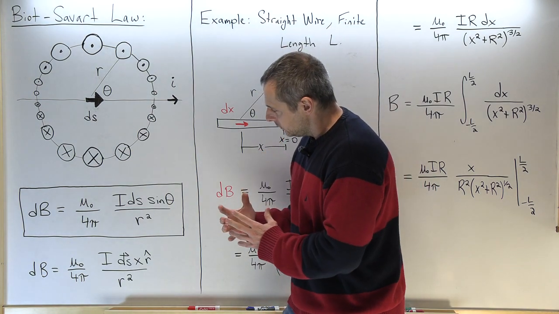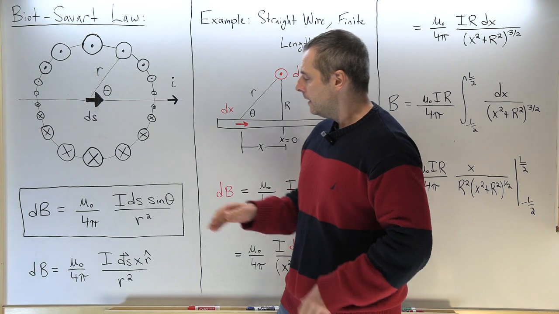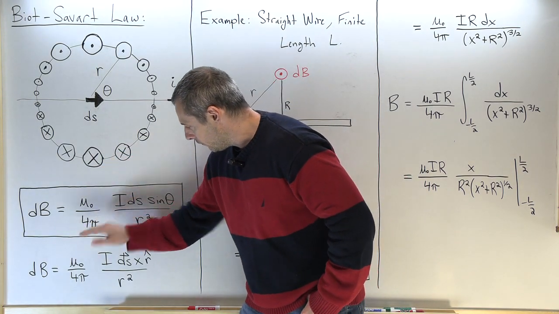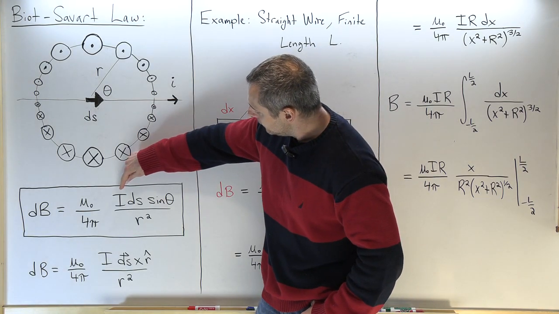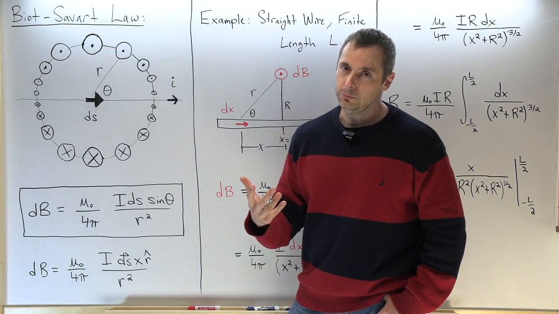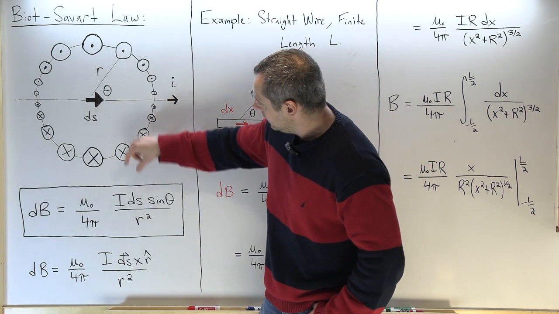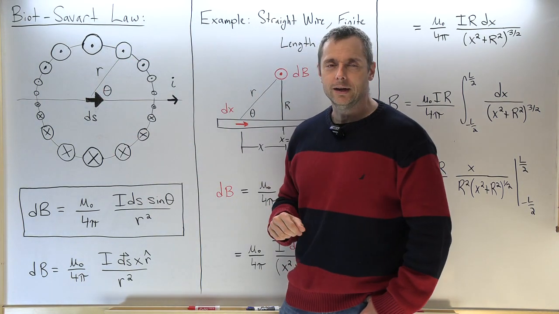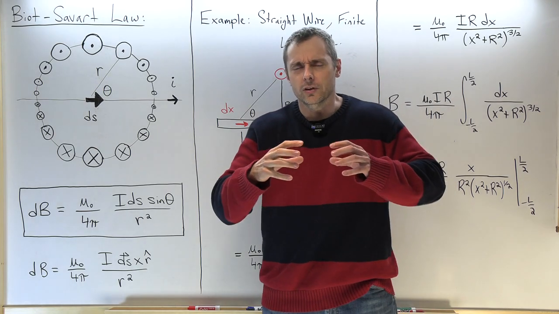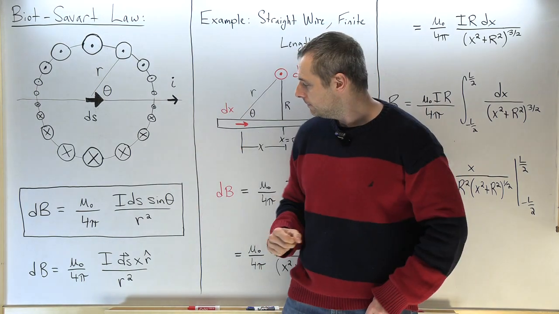Written as a math expression, here it is. Mu 0 over 4 pi, the constants. I, the more current, the more magnetic field. That would make sense, right? And then the longer this little speck of wire is, the more magnetic field is created. That kind of makes sense. More wire, more magnetic field.